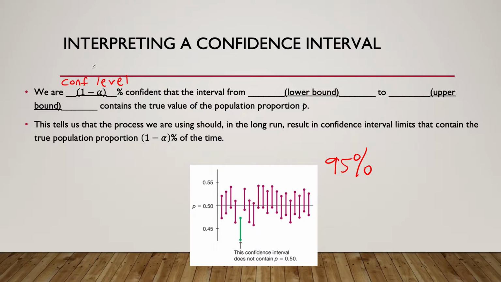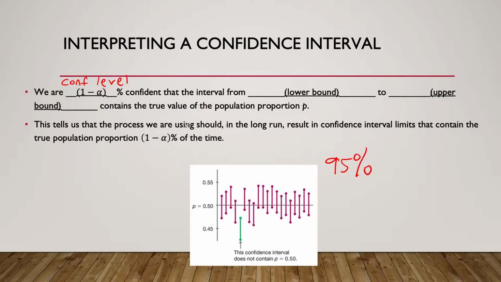In interpreting a confidence interval, we are blank percent, that would be 1 minus alpha, so basically the confidence level, confident that the interval from the lower bound to the upper bound contains the true value of the population proportion p. We could describe what that population proportion means in English words here at the end, but since this is a general way of writing it, that's why it's written as such.